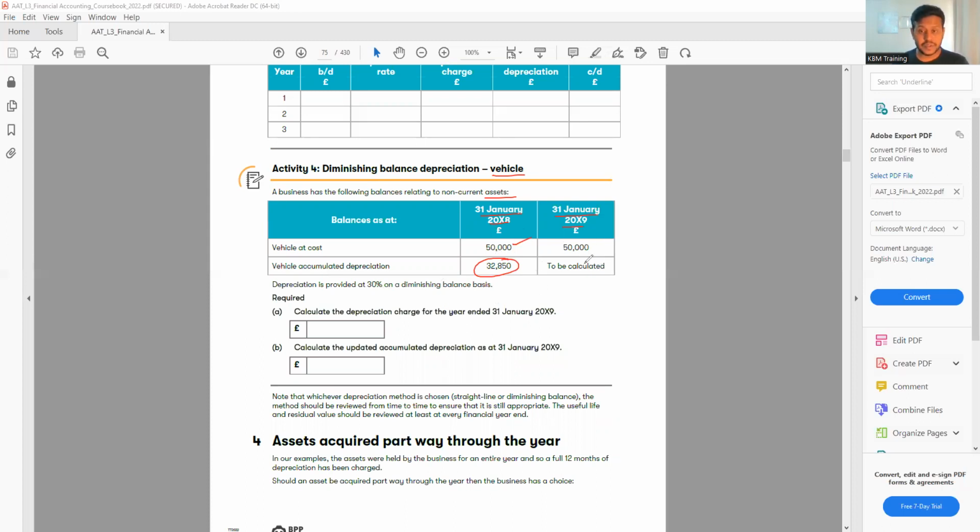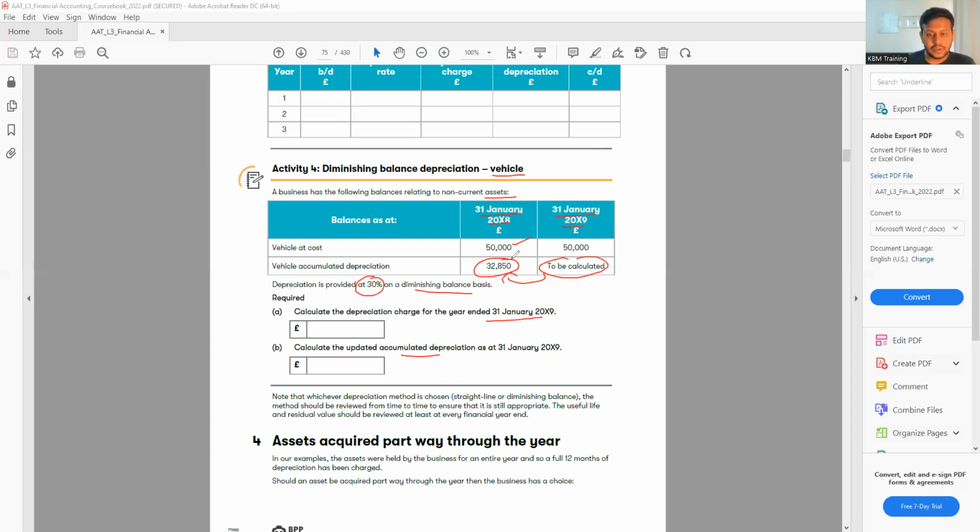So how are we going to calculate the depreciation? What will be the depreciation here? That will be added to the previous year's depreciation to find out how much the accumulated depreciation is. Remember that depreciation is provided at 30% on diminishing balance. So there are 2 questions here. The first question is to calculate the depreciation charge for the year ended 31st of January 2019, and then how much is the accumulated depreciation. So let's try to calculate that.